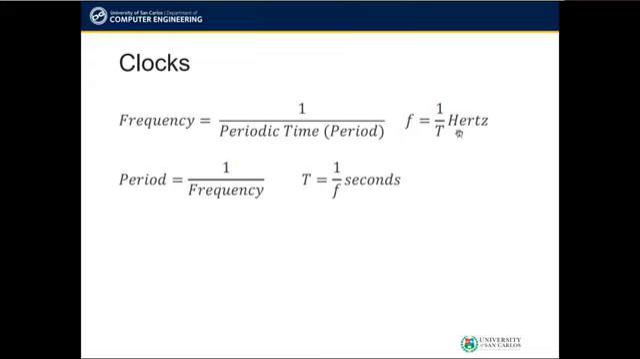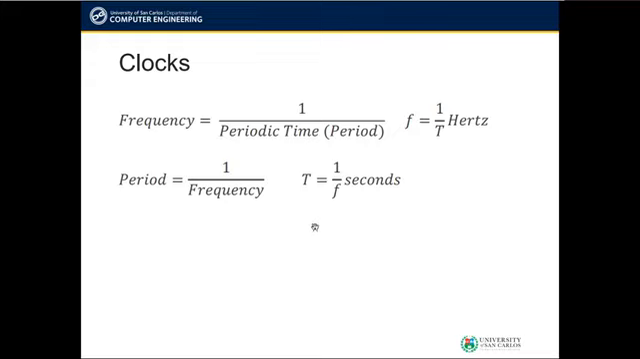Hertz can also be interpreted as cycles per second. That means 1 Hertz is equivalent to 1 cycle per second. Period, on the other hand, can be mathematically expressed as 1 over frequency, or 1 over f, where again, f is the frequency. The unit for period is seconds. You can see from their mathematical expressions that frequency and period are multiplicative inverses of each other, or simply reciprocals.